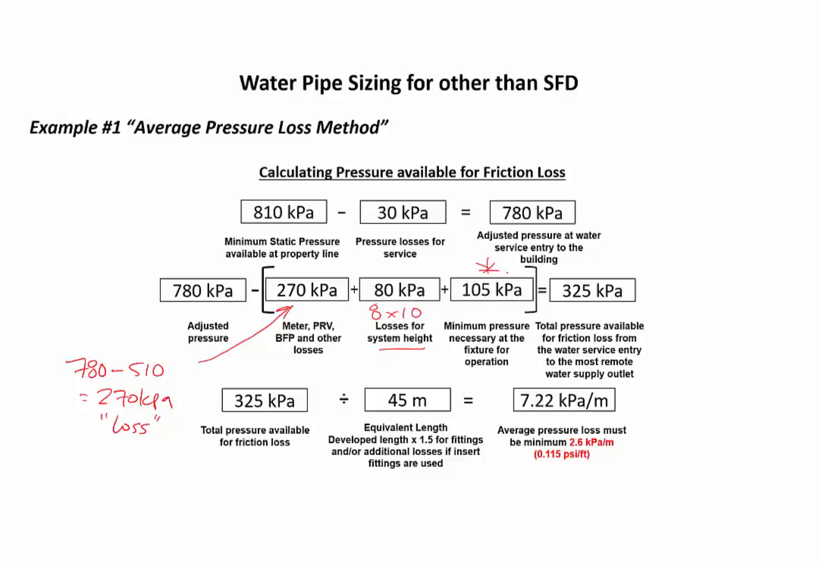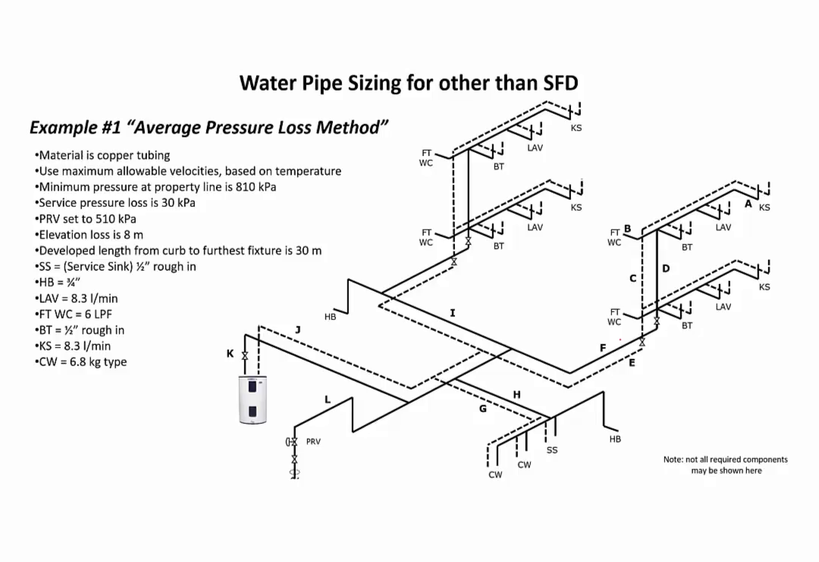Losses for system height, of course, was the 8 meters times 10 kPa per meter, and here's our minimum 105 kPa or 15 psi for fixture operation. So once we've made all those deductions, we come up with 325 kPa left over. Divide that by the equivalent length of our system. We had 30 meters developed length times 1.5, and we've got 7.2 kPa per meter available, so no problem. We should be able to use the table without any issues.